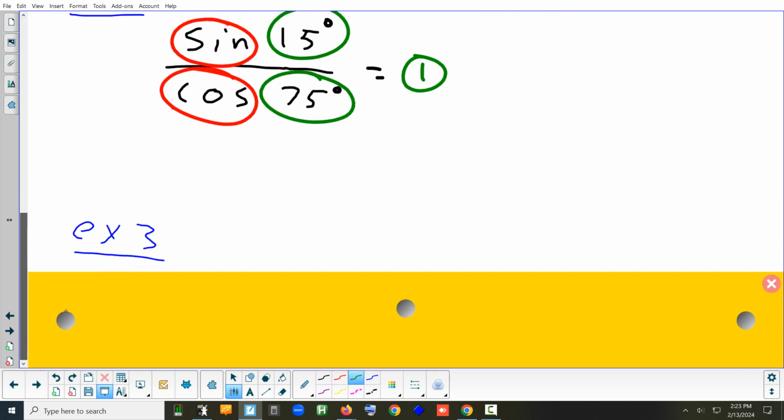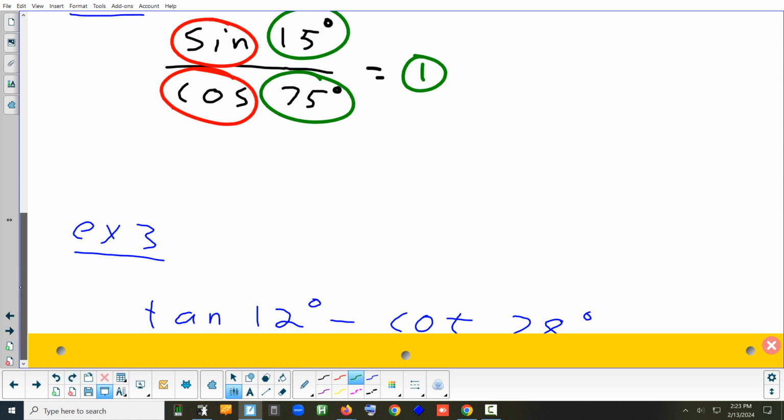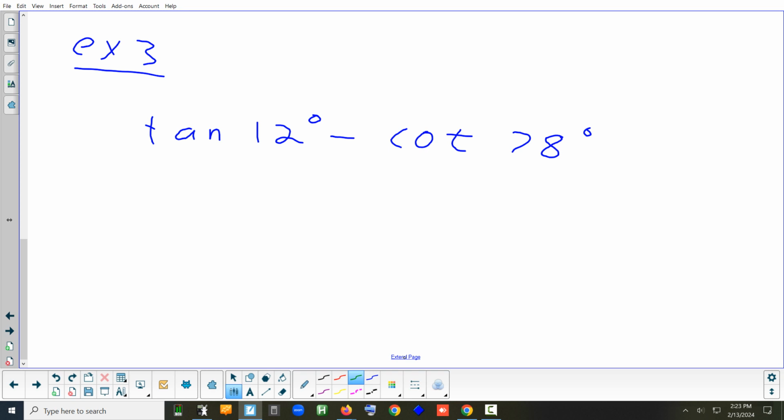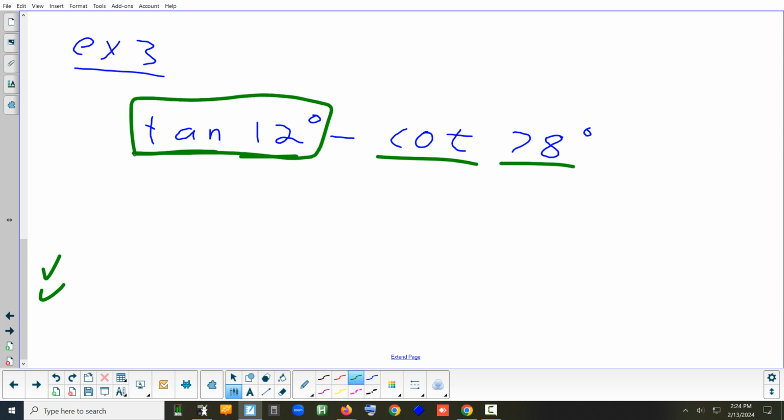Right. How about this one? Tangent 12 minus cotangent 78. What are tangent and cotangent? Functions. What kind of functions? Cofunctions. Okay, we got that part. What about 12 and 78? What do they add up to? 90. 90, which means they are? Complementary. Okay, we got cofunctions of complementary angles. So what does that mean about what's in the green box and what's in the red box? Equal. They're equal to each other. So when you subtract two things that are equal, 0.